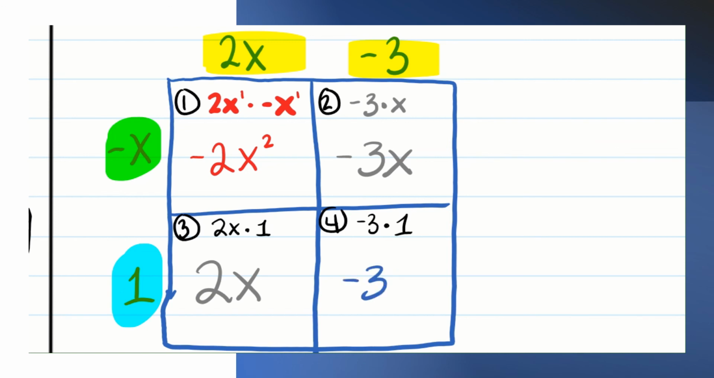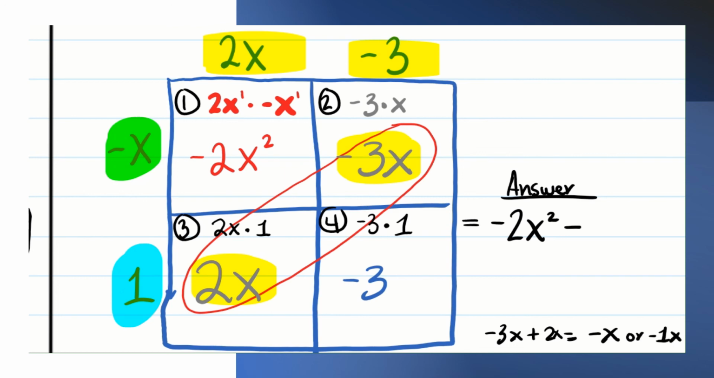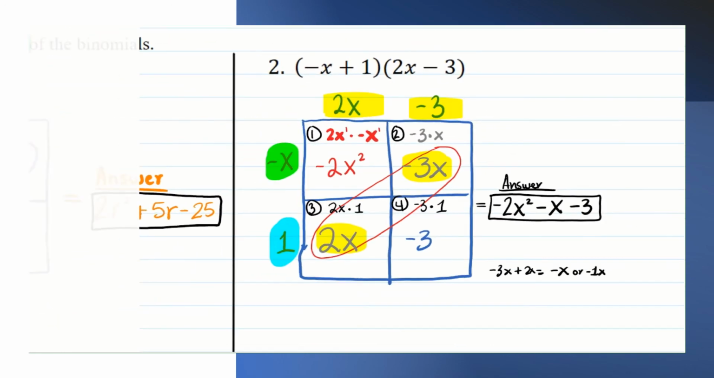Again, if we look at box number 2 and 3, we realize that we have like terms here. I can combine negative 3x with 2x. So let's write our answer. Our first term is box 1, which is negative 2x squared. Let's combine our like terms to get the middle term. Negative 3x plus 2x will be negative x, or you can also write it as negative 1x. It's essentially the same thing. And our last term is negative 3. So you have seen two examples of multiplying two binomials.